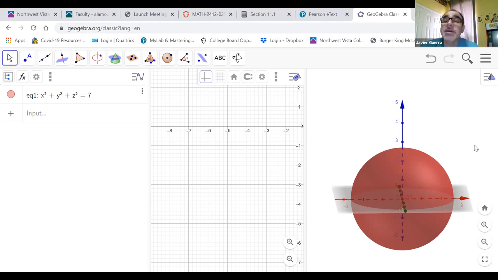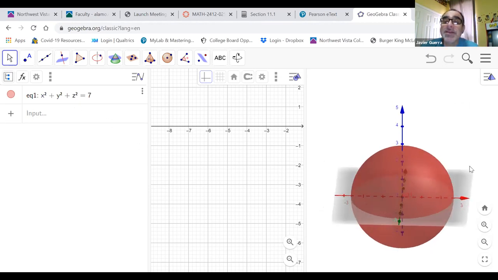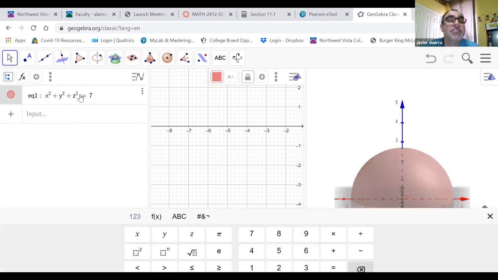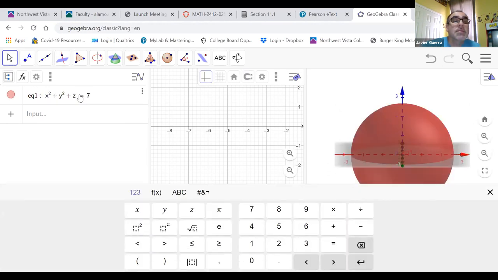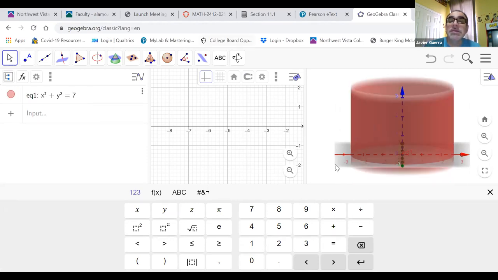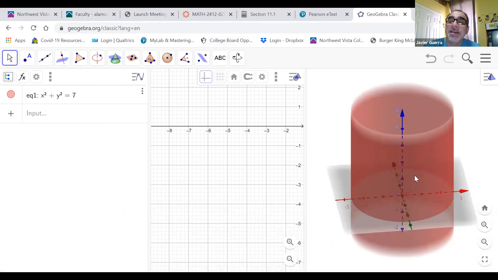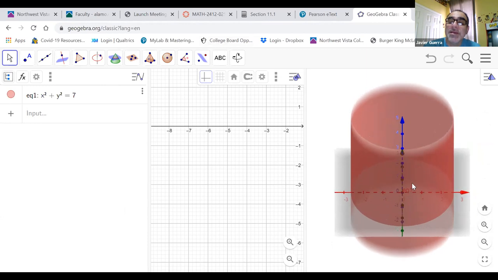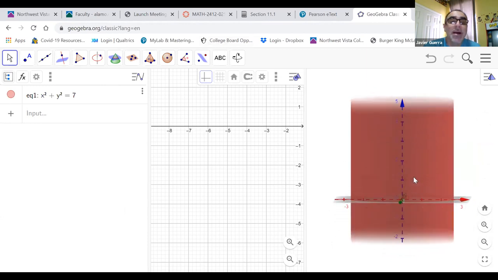Did you guys notice that if I take off the Z, look what happens? What shape do we get? It's a candle. Look at that. You see the wick? It looks like a candle. That is so cool. I didn't think about that. So a candle is that equation.